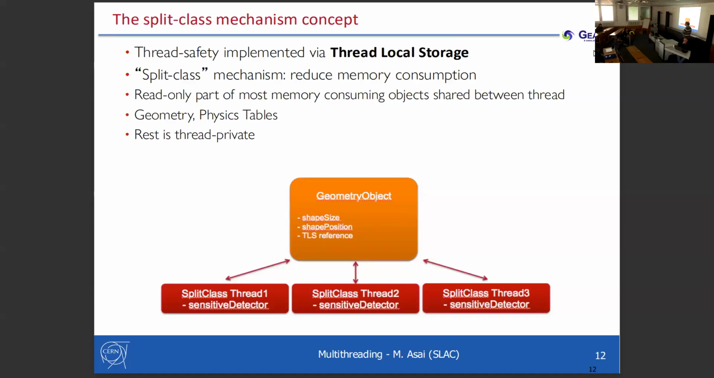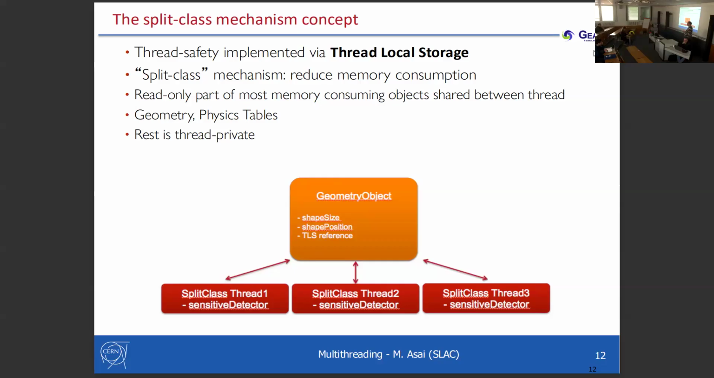In Geant4, since I mentioned that the design of Geant4 in the 1990s did not take multi-threading into consideration, we needed to come up with a way in which some key classes could have both read-only data, which was shared between all the threads, and refer to data which was thread private. For example, let's pretend that the geometry object had some attributes like the size and the position, but then it had some other attributes which needed to be different per thread. And in particular, the sensitive detector is going to be different per thread.